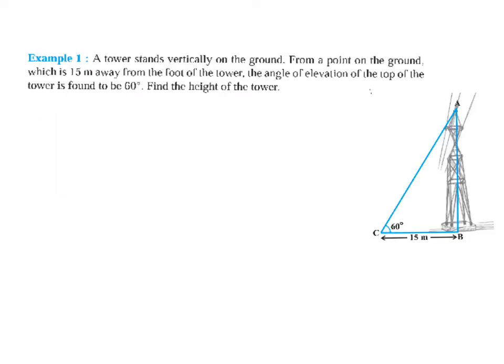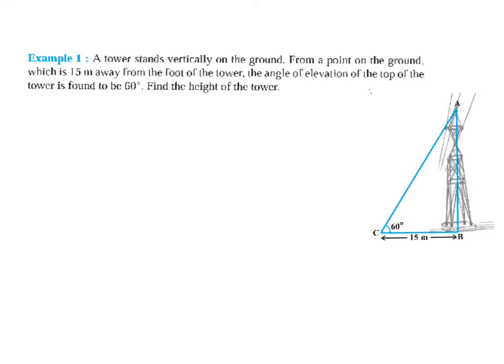Let's try this. A tower stands vertically on the ground. From a point on the ground which is 15 meters away from the foot of the tower, the angle of elevation of the top of the tower is found to be 60 degrees. Find the height of the tower. So let us draw a simple diagram. The tower is AB. The point away from the foot of the tower is 15 meters, BC. And the angle of elevation ACB is going to be 60 degrees. We are required to find the height AB, which happens to be the height of the tower.